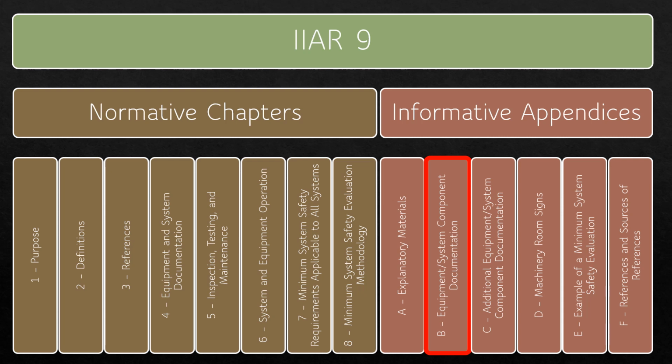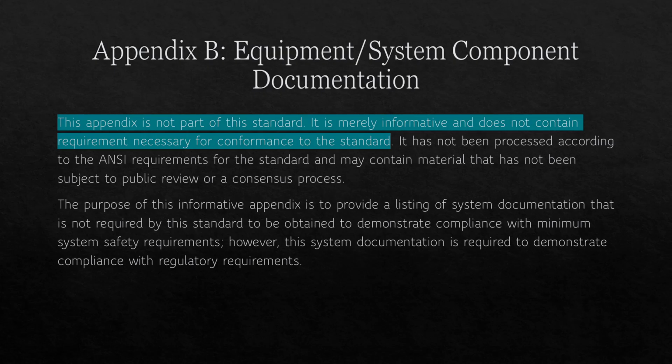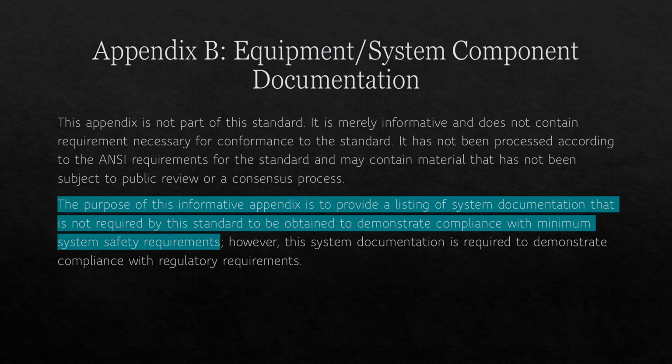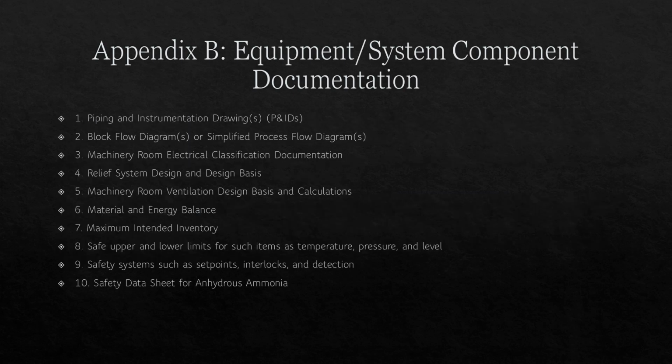Appendix B is titled Equipment System Component Documentation and serves a very similar purpose as Appendix C. Like Appendix C, Appendix B is merely informative. Appendix B uses a similar sentence as Appendix C to state that the purpose of the appendix is to list documents that are not mandatory to comply with Standard 9, but are required to demonstrate compliance with other regulatory requirements. Appendix C concludes by listing 10 documents which are required in the RMP, PSM, and CalARP regulations as part of process safety information.